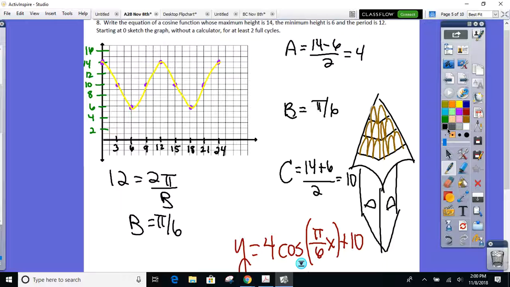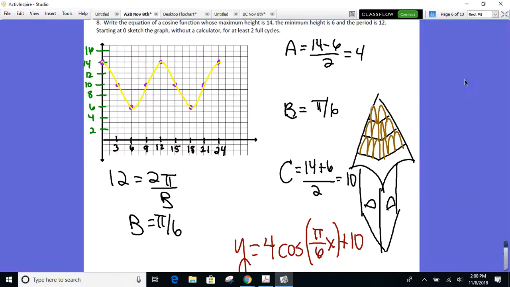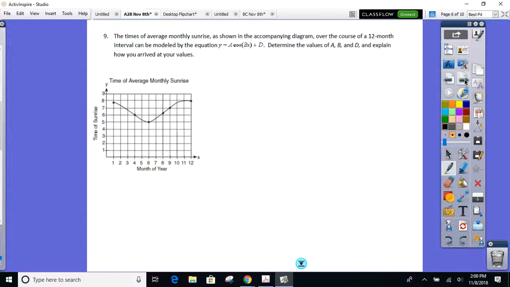All right, we all good here? Before we do this problem, I just need one other point at 0. Can you go 0, 8 to finish this graph off for me? Okay, thank you. All I want is the A, B, and I don't know why they did this. They put D in here instead of C, but find the A, B, and D value now.